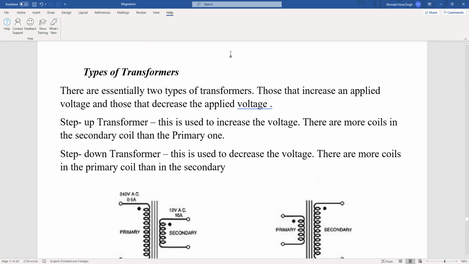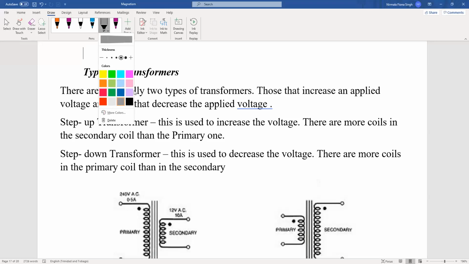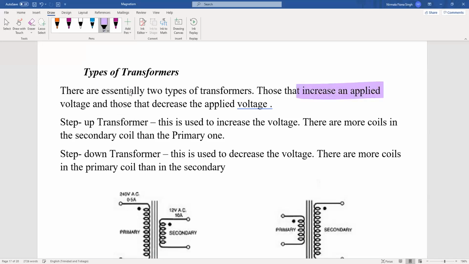Types of transformers. There are essentially two types of transformers: those that increase the applied voltage and those that decrease the applied voltage. So let's look at the names of these transformers, which are honestly obvious and straightforward. A step-up transformer is used to increase a voltage. Well, duh, a step up means you're going higher, which means getting larger. So a step-up transformer is used to increase your voltage.